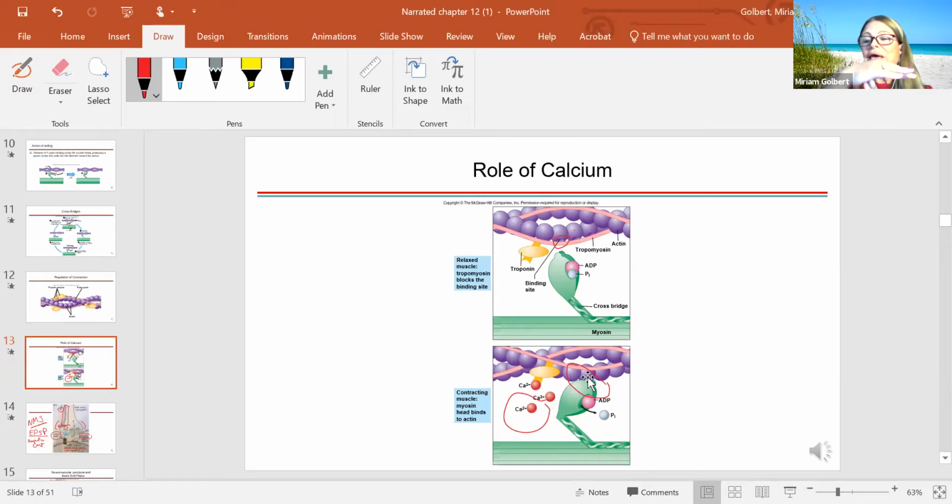Now, whenever ACh, acetylcholine, disappears from the synaptic cleft, there's no more action potential. At that moment, we need ATP to detach the cross bridge. And at that moment, there are little pumps that are going to pump calcium back into the sarcoplasmic reticulum. And then we can start all over again. The cycle all over again.